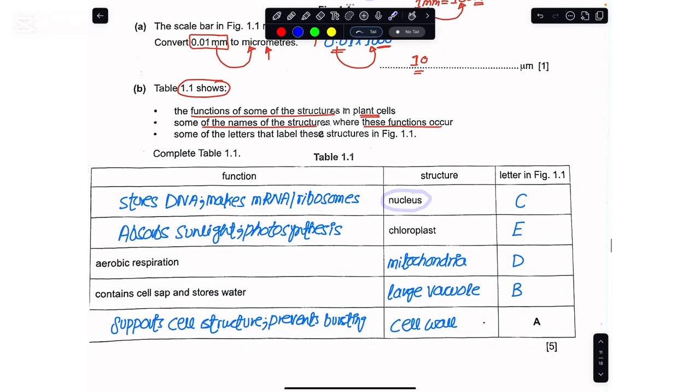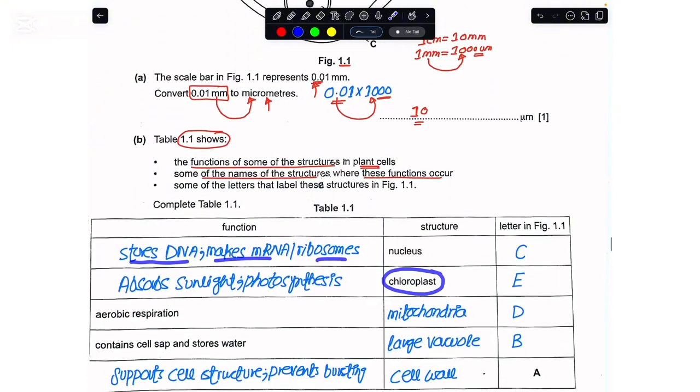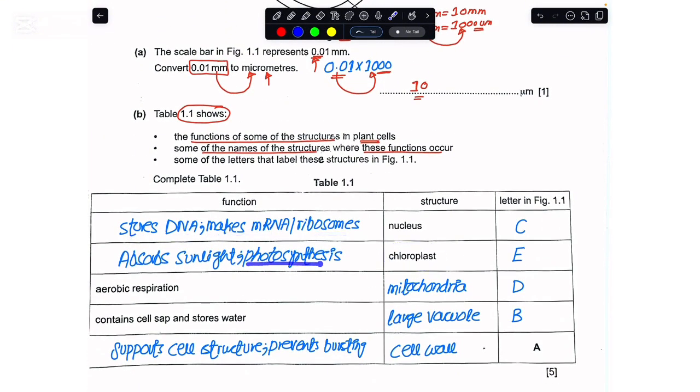Now for the first structure, they say the nucleus, and as I have highlighted above, this is letter C. And if we have to write the function, you could say that this stores DNA, or the nucleus also makes messenger RNA. And the other interesting thing is that the ribosomes are also made in the nucleus. So you have to write just one part from here. They say chloroplast. The chloroplast letter is E, and the role of the chloroplast is to either photosynthesize or absorb sunlight. So you have to write any one from here.